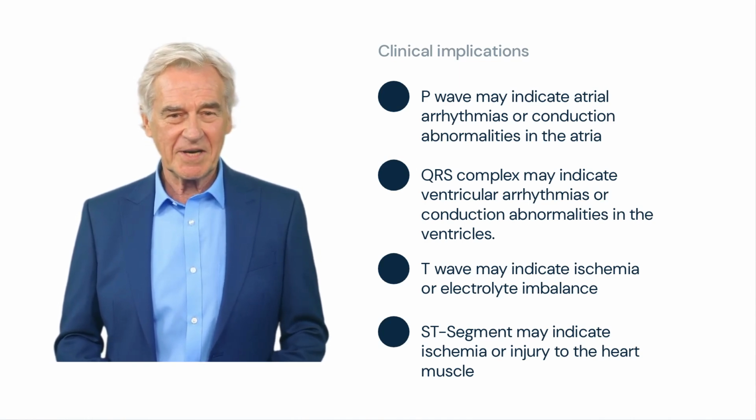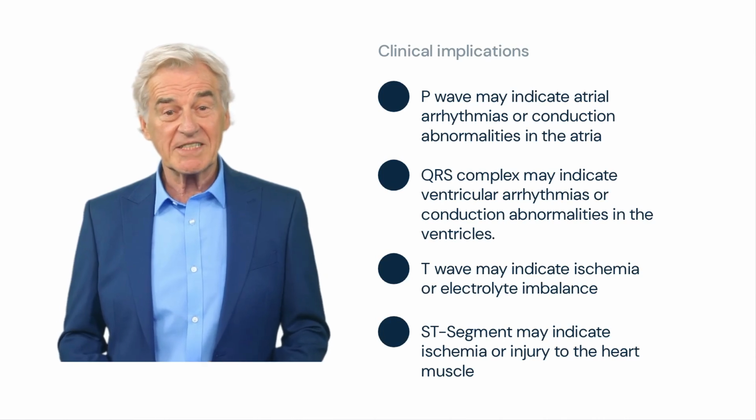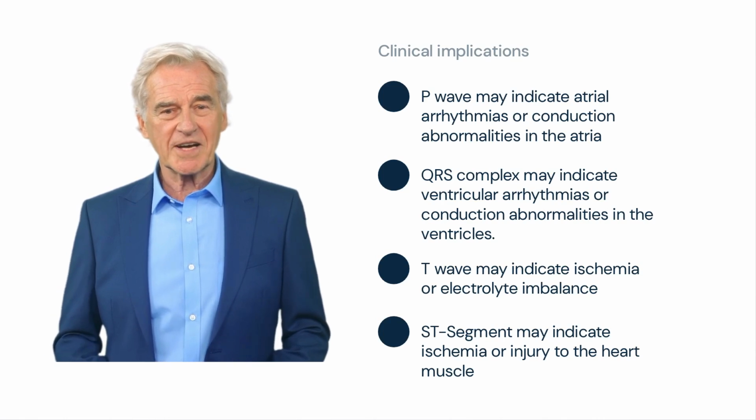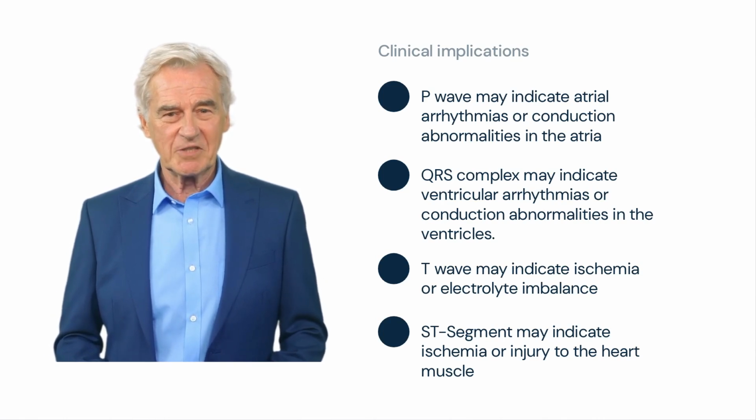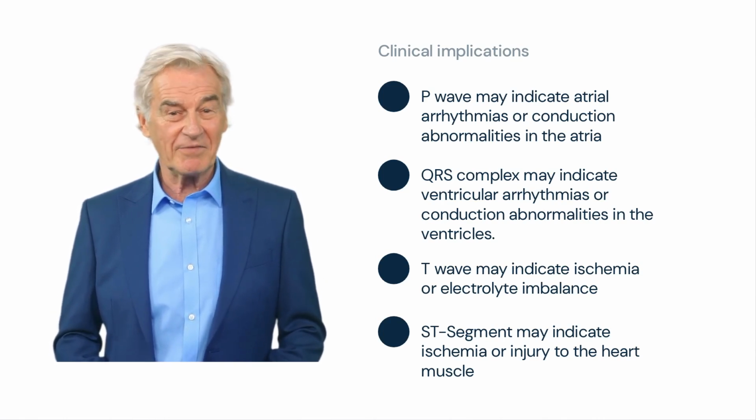Abnormalities in the T wave may indicate ischemia or electrolyte imbalances. Ischemia or injury to the heart muscle can cause the ST segment to become elevated or depressed.